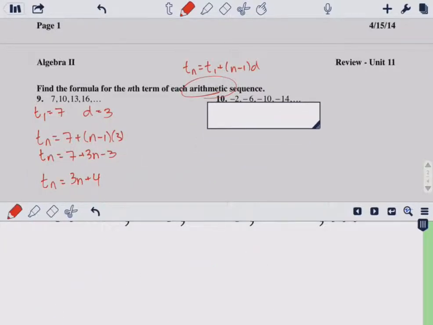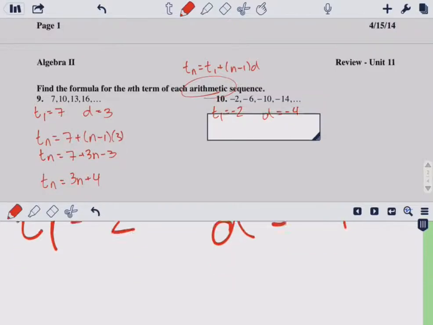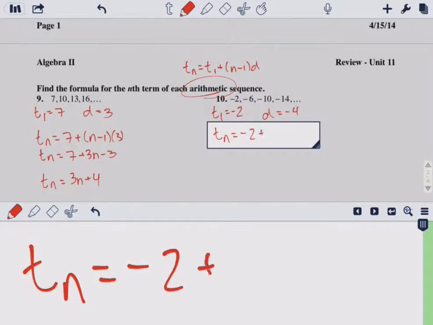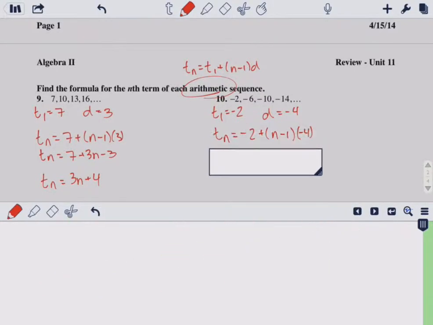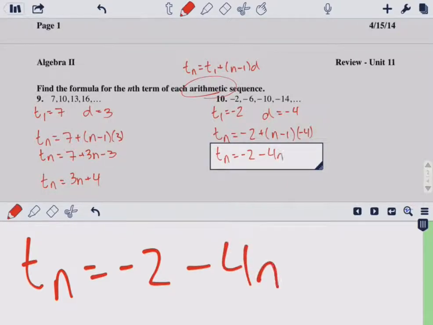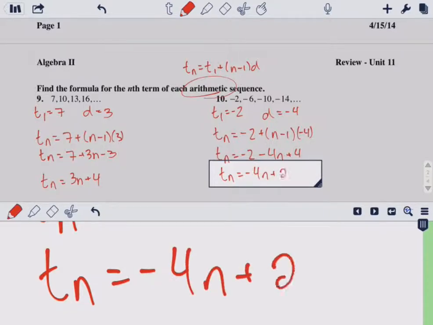Okay, it's arithmetic, so t sub 1 is equal to negative 2. d is equal to negative 4. We're subtracting 4 each time. So t sub n is equal to t sub 1, negative 2, plus n minus 1 times d. d is negative 4. So I get t sub n is equal to negative 2 minus 4n plus 4. So we get t sub n is equal to negative 4n plus 2.